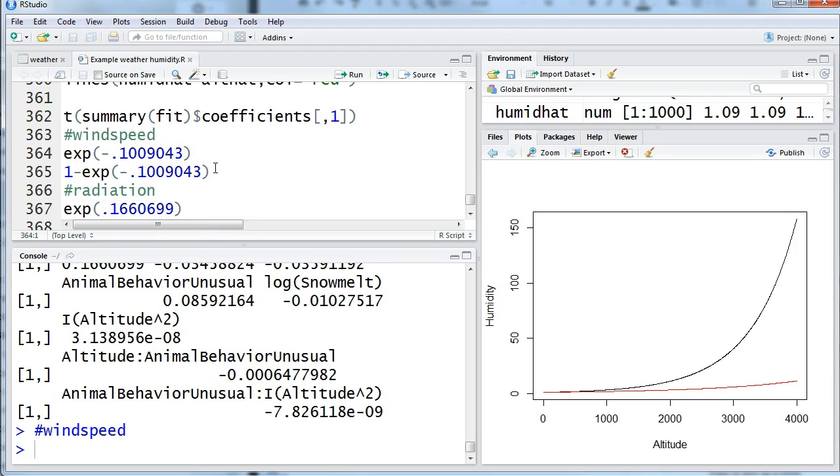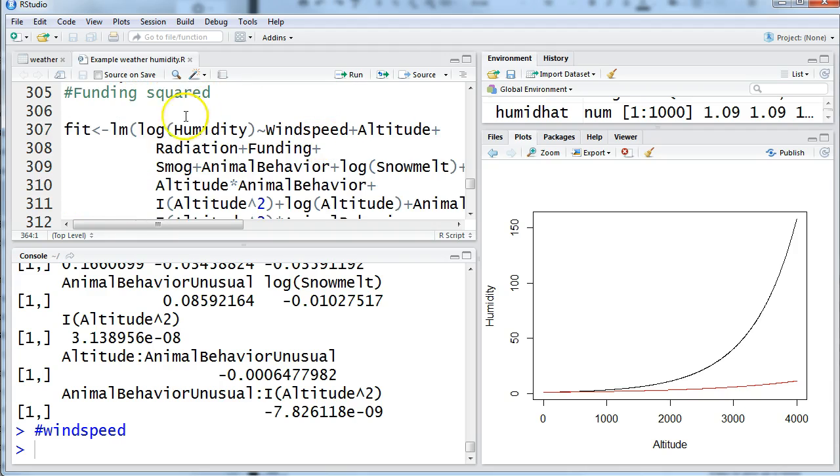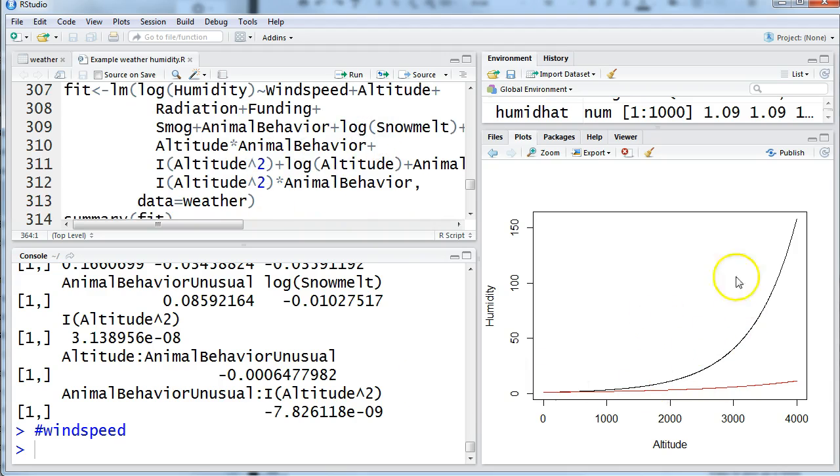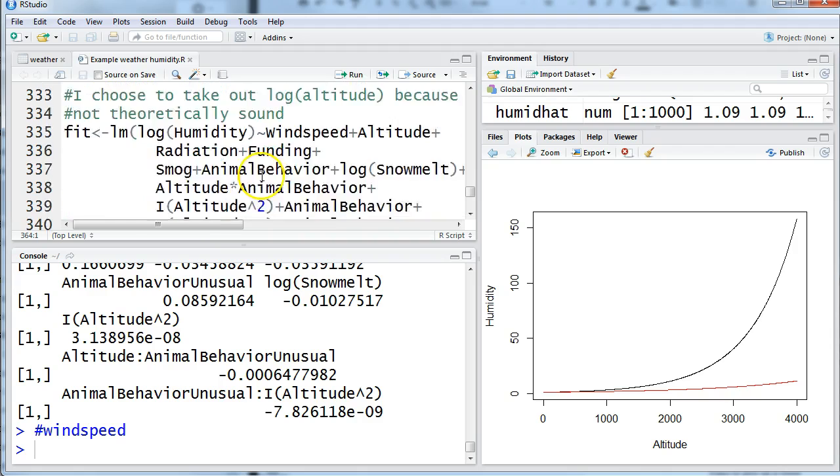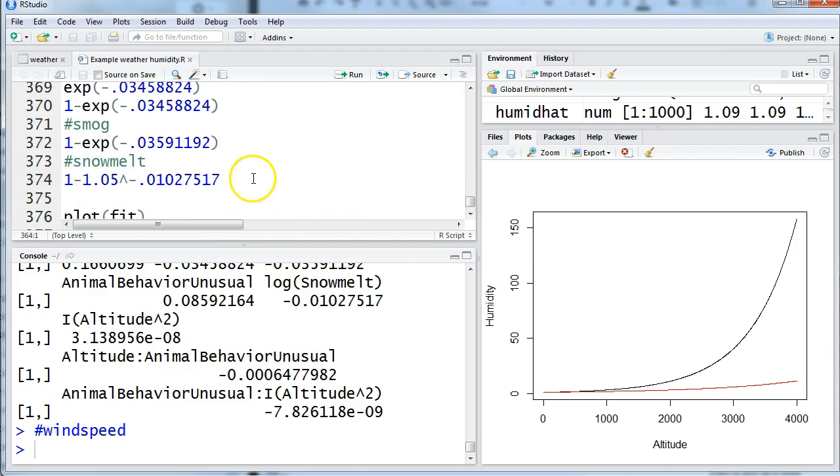Incidentally, for wind speed, because in my model I have log y depends on wind speed, I have to do a little bit of math to be able to interpret the slope on wind speed. Same with altitude, radiation, funding. And over here with snowmelt, that's a log interpretation, so I'll have to do that one a little different. And then, of course, altitude, I'm going to want to do this picture. So I went ahead and did all these guys down here.